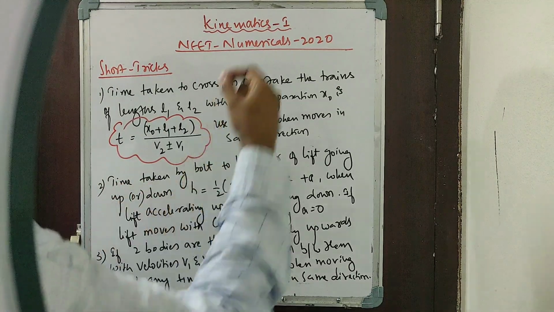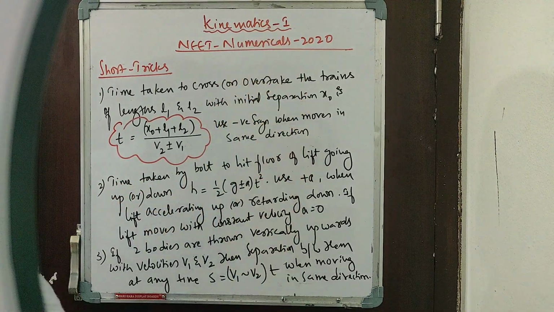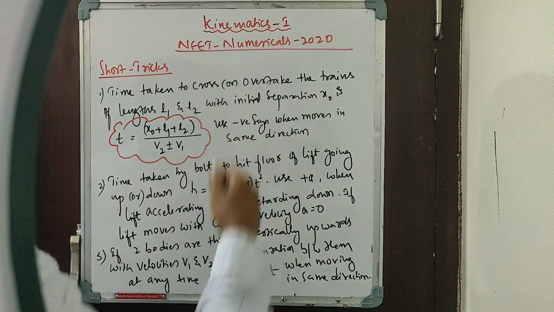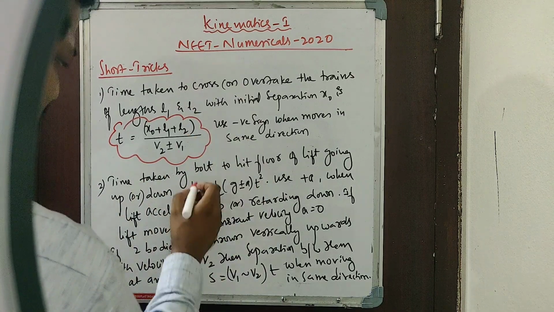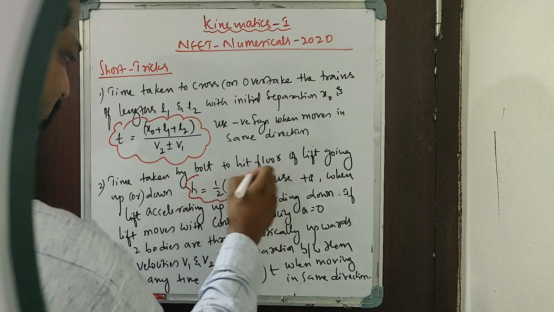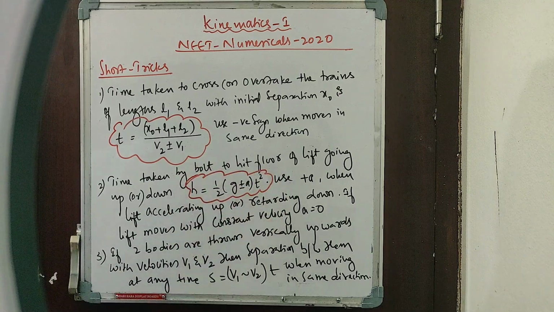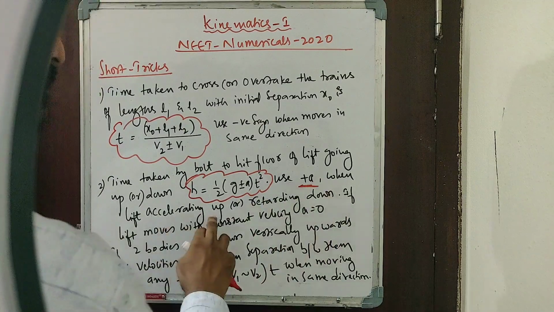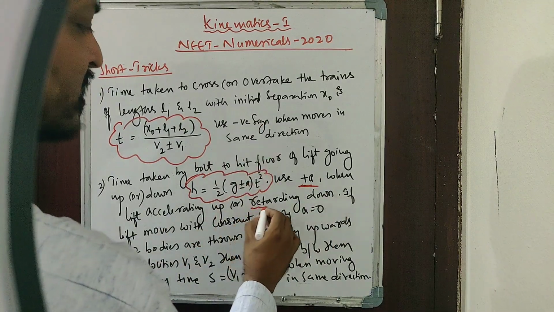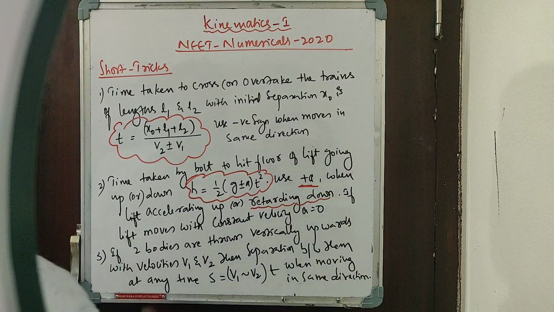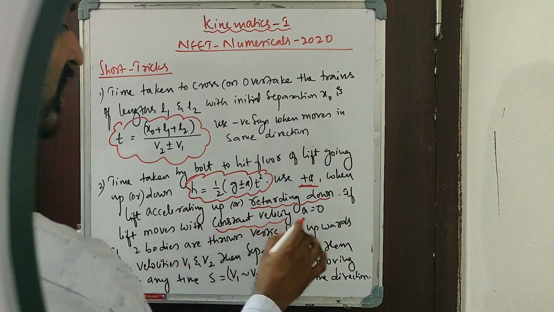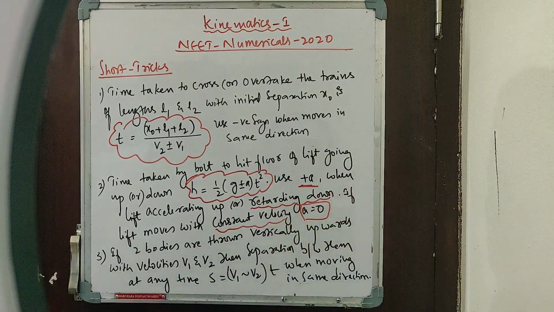The second trick: time taken by a bolt to hit the floor. This is also a very famous question. The time taken by the bolt to hit the floor of a lift going up or down is given by h = (1/2)(g ± a)t². Use plus a when the lift is accelerating upward, and minus when it is accelerating downward. If it is moving with constant velocity, the acceleration becomes 0.